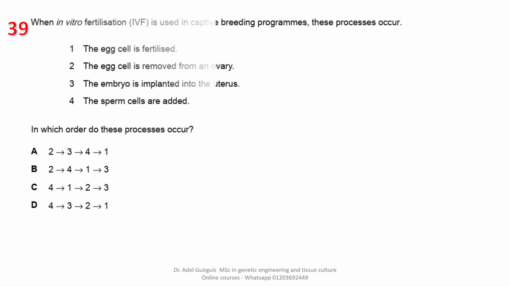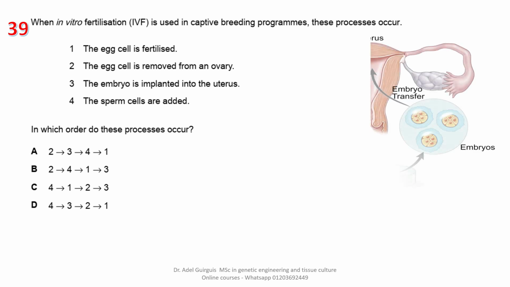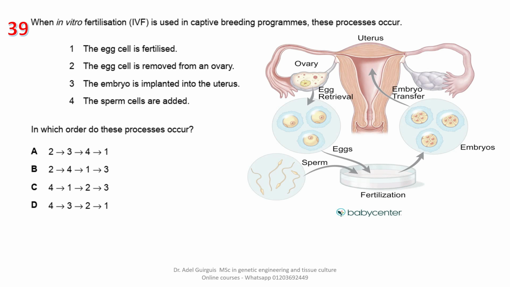39. When in vitro fertilization, IVF, is used in captive breeding programs, these processes occur. Number 1, the egg cell is fertilized. Number 2, the egg cell is removed from an ovary. Number 3, the embryo is implanted in the uterus. Number 4, the sperm cells are added. In which order do these processes occur? Let's revise IVF, in vitro fertilization.